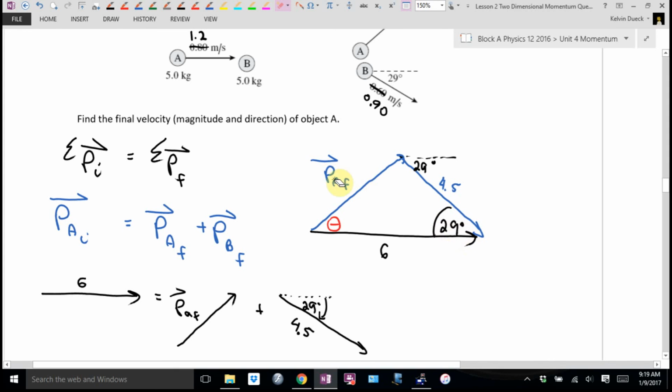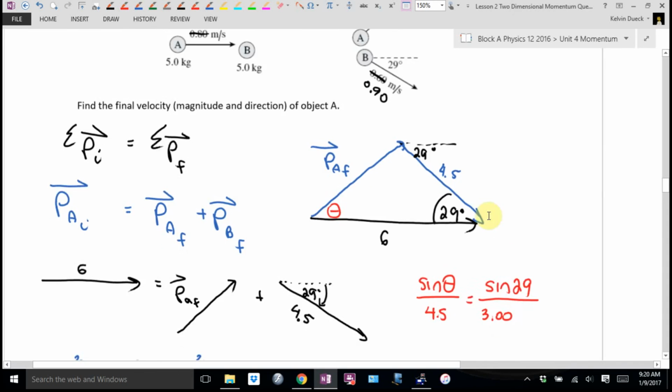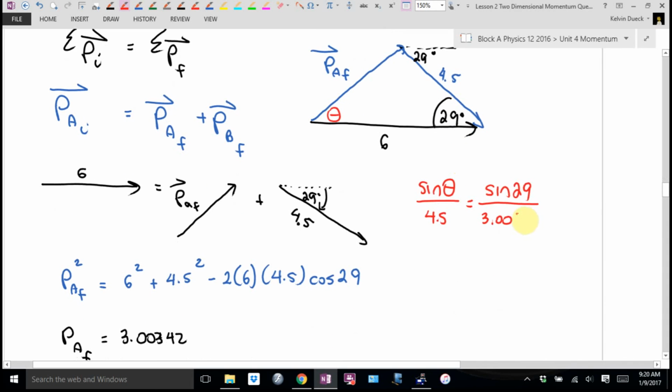I can find theta using the sine law. I can find theta by going the sine of the mystery angle theta divided by what's across from it, is equal to the sine of the angle that I know divided by what's across from it, which was 3.00342. Not the velocity, the momentum goes there, because the momentum is what's on my triangle. Yes? I am using the sine law.